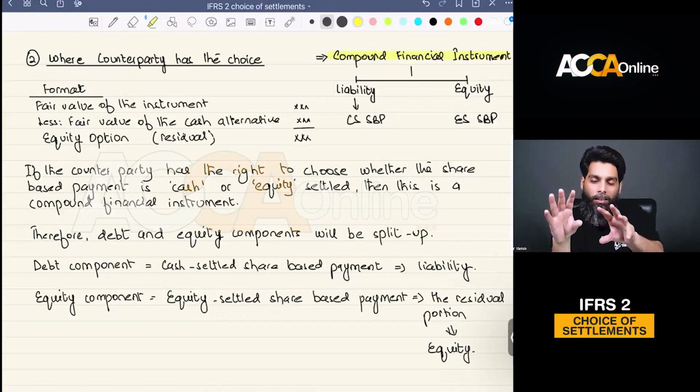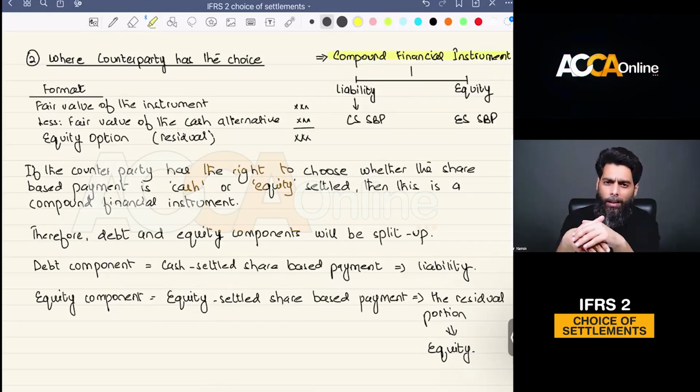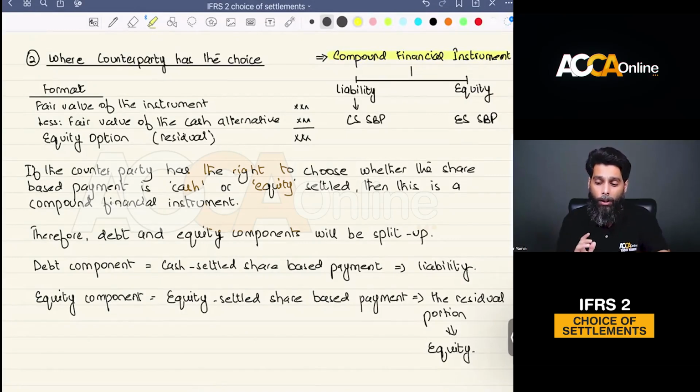Do you remember your early years science classes, when you were in 7th, 8th, 9th, 10th grade? You were told that a compound is a chemical which has elements of more than one substance in it. So more than one element combined together to make a compound. Likewise, a compound financial instrument is an instrument which has characteristics of more than one thing. So in our terms, a compound financial instrument is an instrument which has components of both debt, which is liability, and equity.